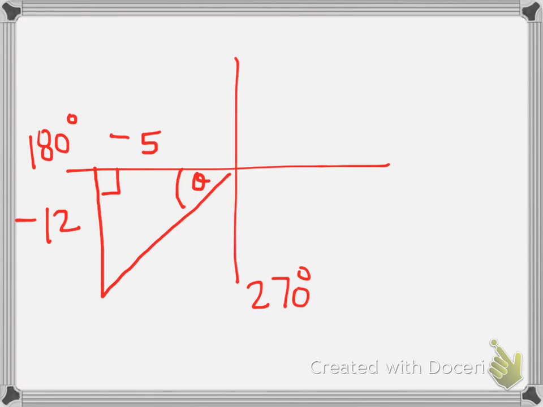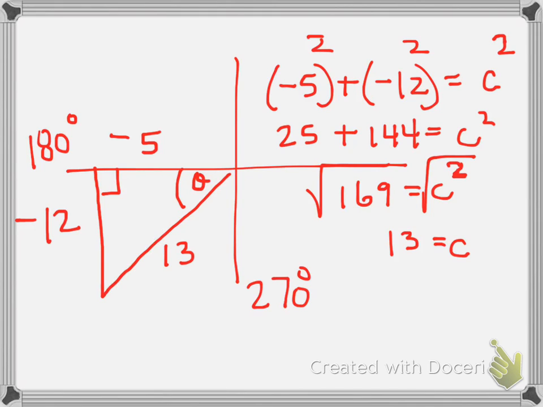So I'm going to use the Pythagorean theorem. Okay, so I did the Pythagorean theorem, and I found out the hypotenuse, or c squared, plain old c, is 13. Now I'm going to use this information to solve my problem.